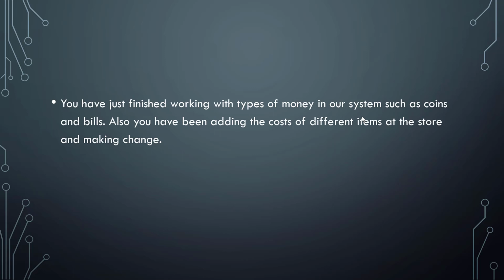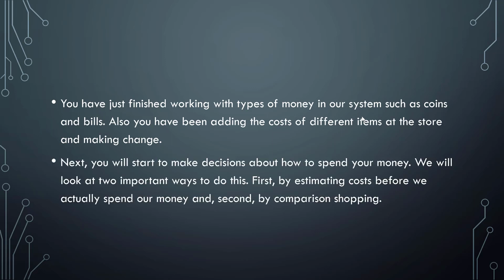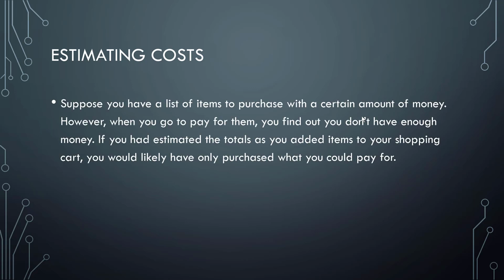All right. You have just finished working with different types of money in our system, such as coins and bills. Also, you have been adding the cost of different items at the store and making change. Next, you will start to make decisions about how to spend your money. We will look at two important ways to do this. First, by estimating costs before we actually spend our money, and second, by comparison shopping. Okay, so you can estimate costs.